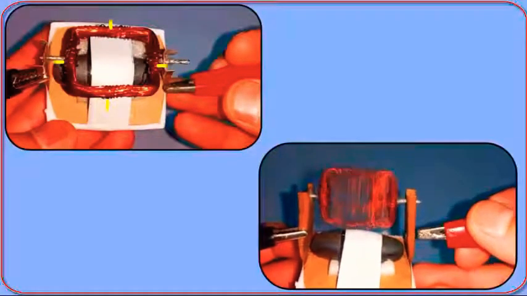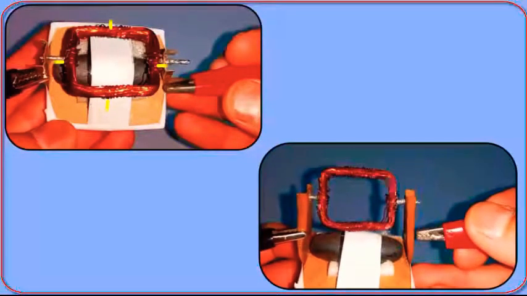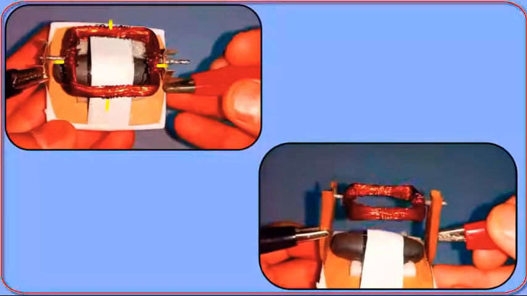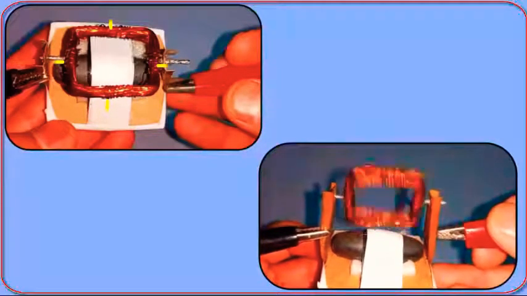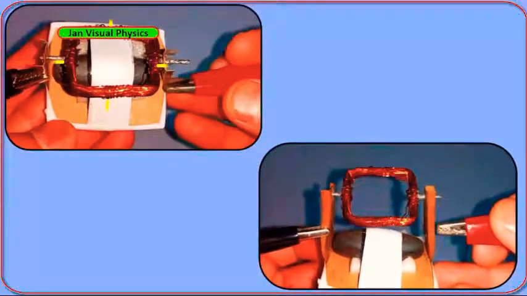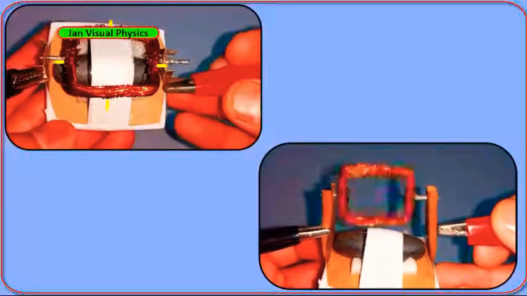When the plane of the coil rotates from vertical to horizontal position, it continues its rotational motion due to its rotational inertia of motion.